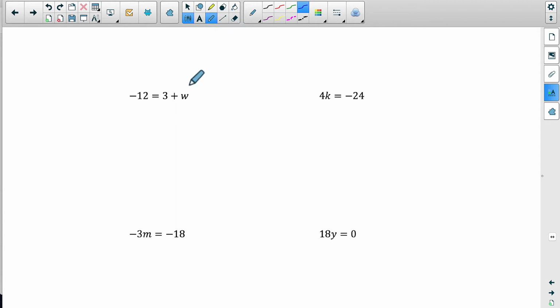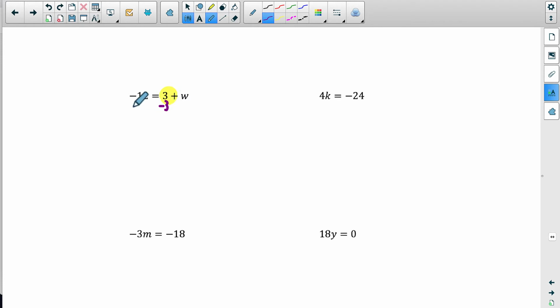All right. Next, we want the w all by itself. What's the problem here? The problem is the 3. We got to get rid of that 3. I don't see any sign in front of that 3. It is a plus 3. Don't look while it's adding. You actually have to look in front, and this is a positive 3. So in order to get rid of it, you need to subtract 3.